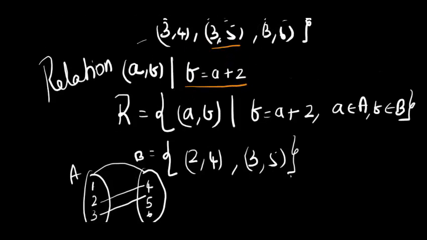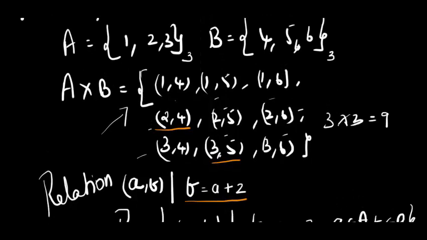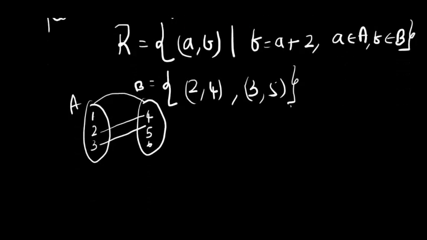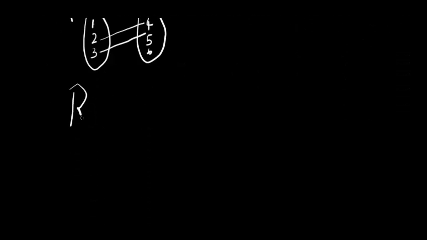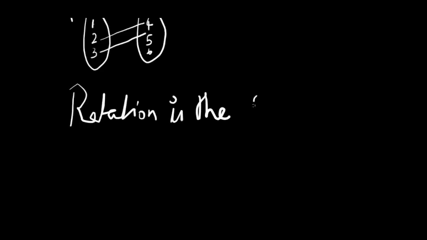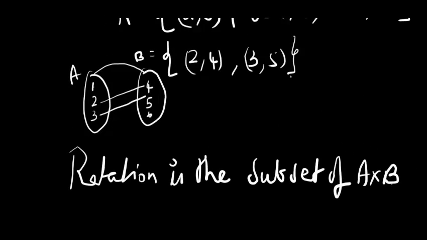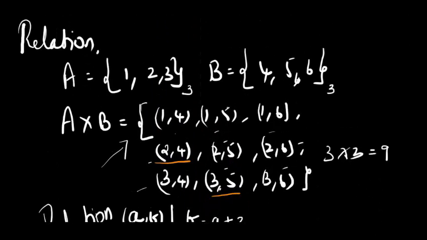Now to talk about relations on two sets, I explained a relation as a subset of a cross product, isn't it? That's what a relation actually is. A relation is basically a subset of A cross B. It's simply a subset of A cross B. Now, how many subsets can I form here? Any guesses? Well, it's going to be 2 to the power of 9.